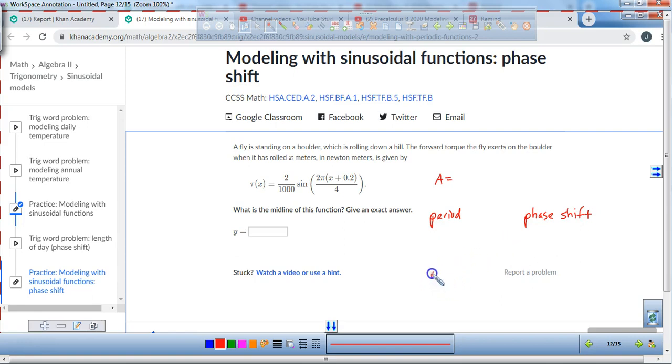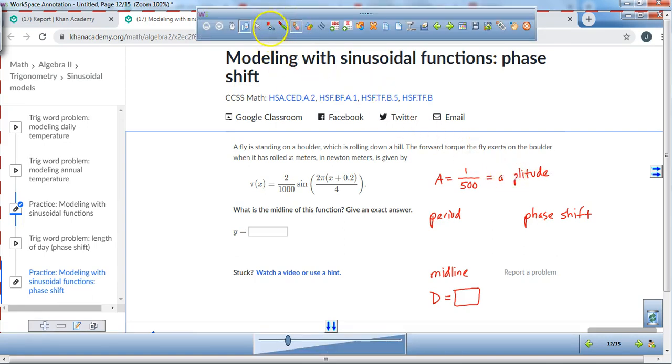And the last thing we're going to figure out is the midline, which happens to be our D value. Okay, our amplitude is 2 over 1,000. We can just reduce that. All right, so our A value is 1 over 500, and our amplitude is going to be the absolute value of that, which is still 1 over 500. So that's our amplitude.